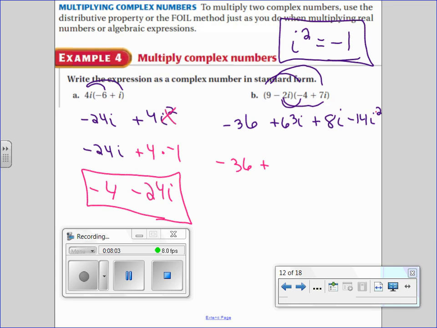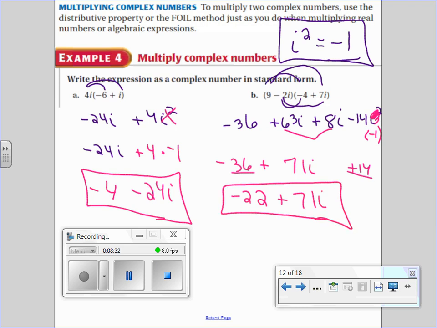So if you replace this i squared with a times -1, what do you get when you multiply -1 times -14? +14. Let's go ahead and add those two up in this step. 63i and 8i is 71i. And then we can add that -36 with that 14. What is -36 plus 14? That's what I think so too. And we're going to put that out front because that's our real part of our answer. And the 71 is the imaginary part of our answer.